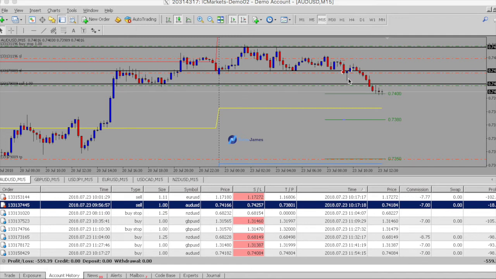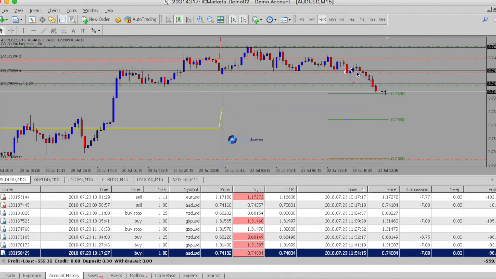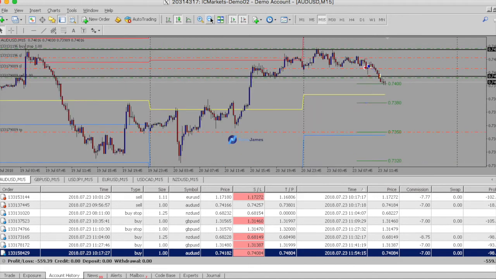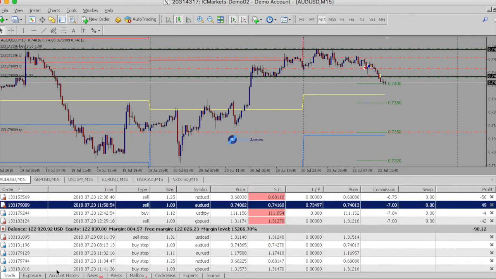Okay, when this failed to break out, I reversed. I entered a long right over here. Okay, but it also failed to go up, but instead it went further down, and I had to redraw my range, so this one is no longer valid. Okay, and then we're currently in the sell trade for the breakout of the range here. This one here. Okay, up about 5 pips.